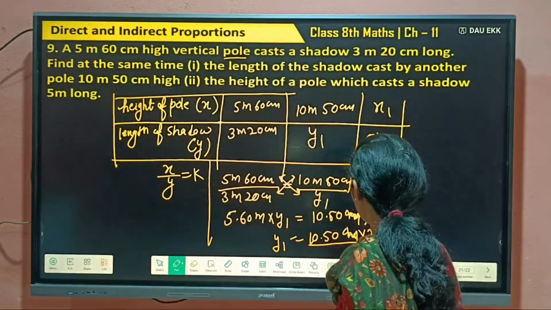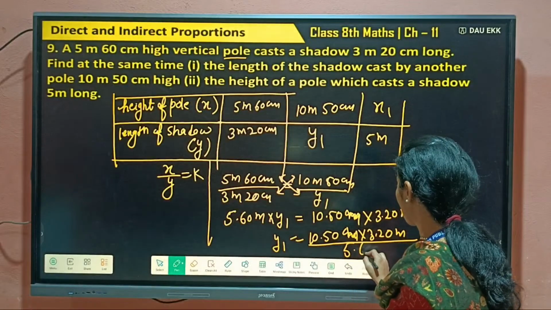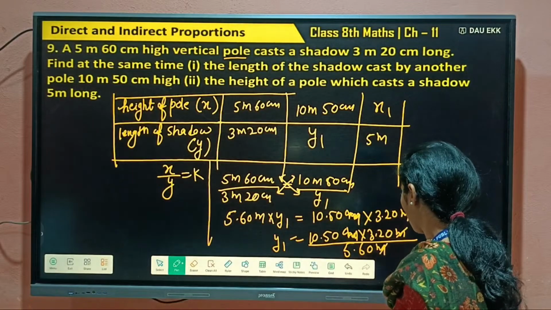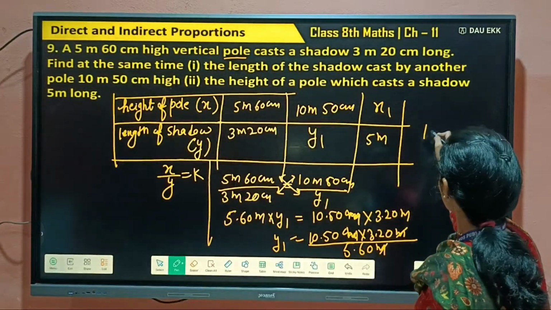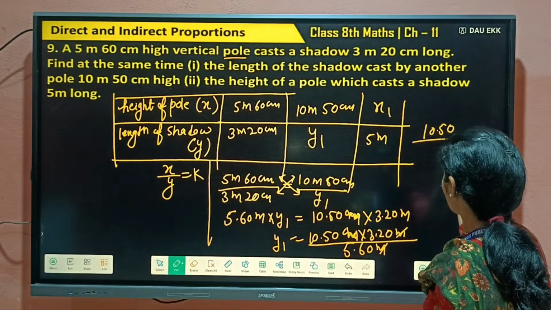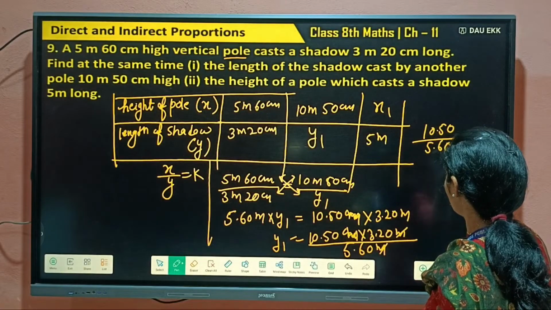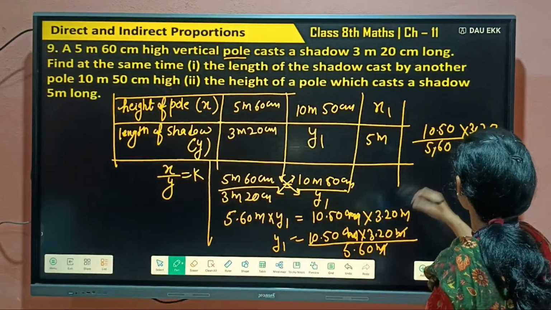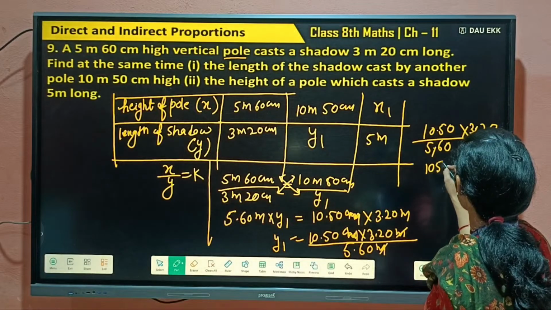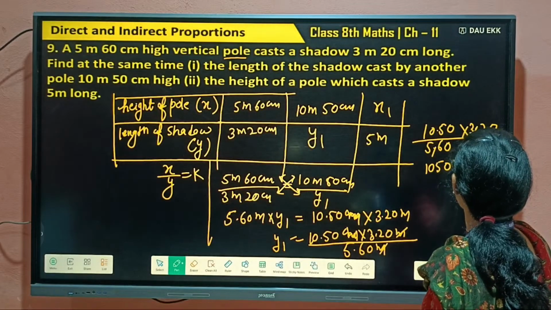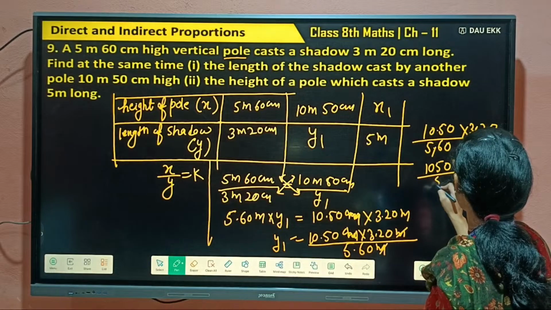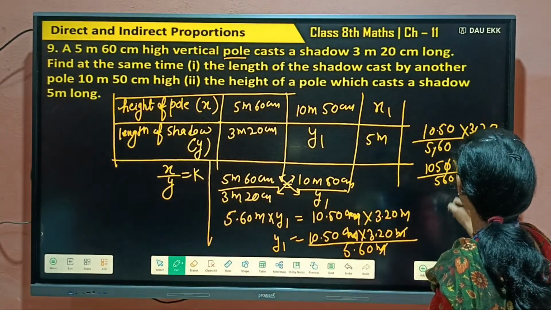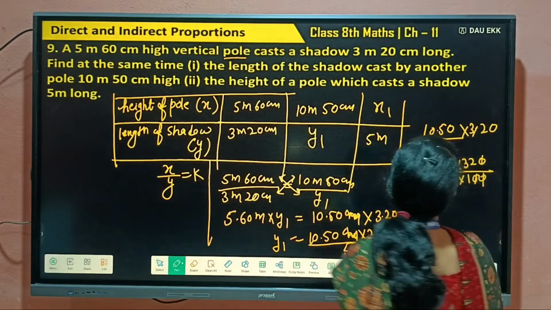So y1 is 10.50 into 3.20 meter by 5.60 meter. 1 meter to 1 meter cancel. Now we need to simplify. It is 10.50 into 3.20 by 5.60. 1 decimal to 1 decimal will be cancelled. It is 1050 into 320 by 560. For this, 20 to 20 will be cancelled.